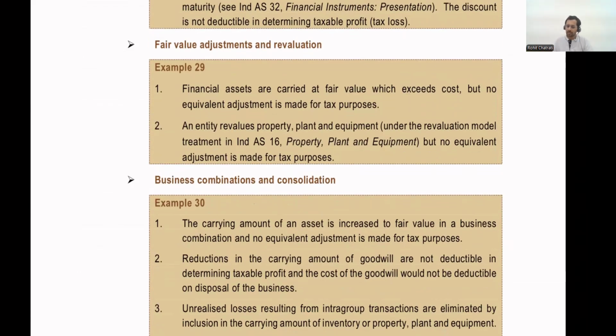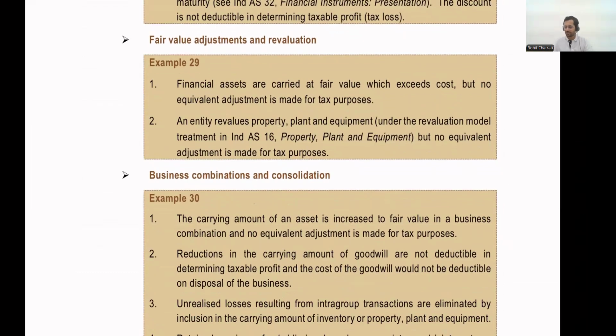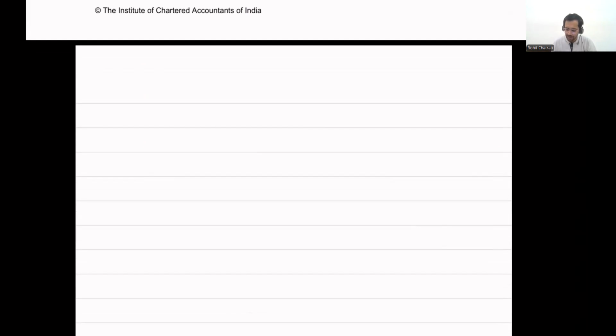Let's now look at example number 29. This is a continuation of taxable temporary differences only. Financial assets which are carried at fair value and which exceeds cost, but no equivalent adjustment is made for tax purposes. Let us say I purchased an investment in equity shares of Reliance.